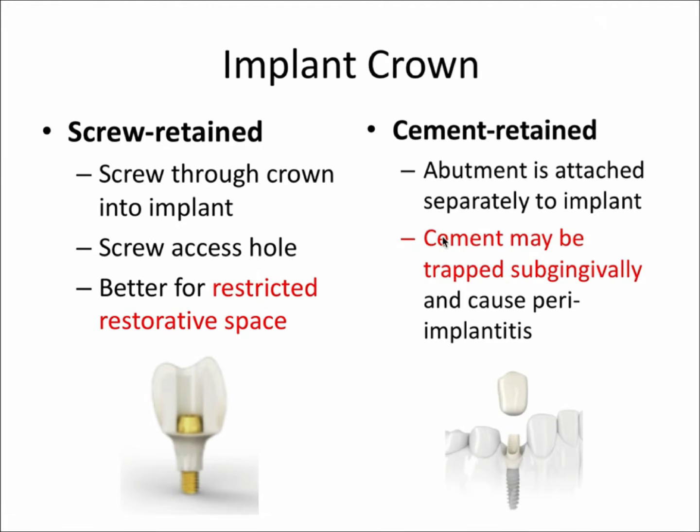The big con is, well, I guess there are two of them. Once it's cemented, it can't be removed unless it's physically cut off. And the one I have listed here, which is probably most frequently tested, is that cement may be trapped subgingivally. And so if it's trapped under the gingiva, it can cause peri-implantitis. So remember, that's essentially periodontal disease around an implant instead of around a tooth. So you have the same symptoms. You have gingival inflammation and bone loss. And this is a big, big problem.